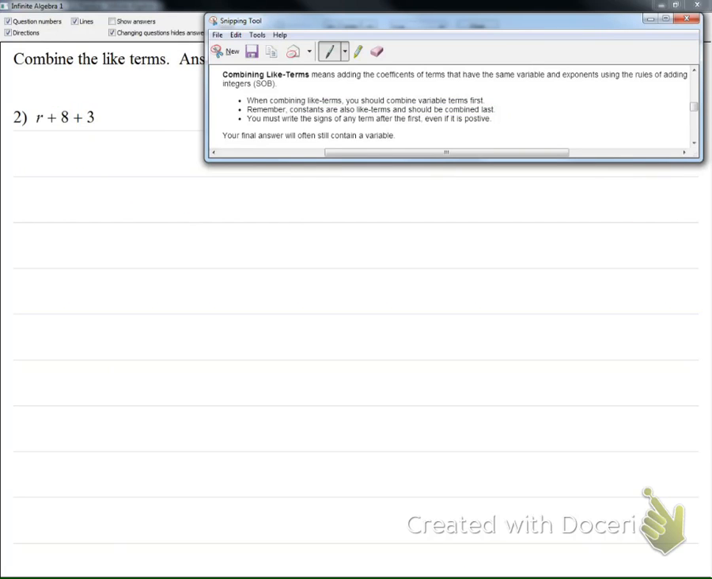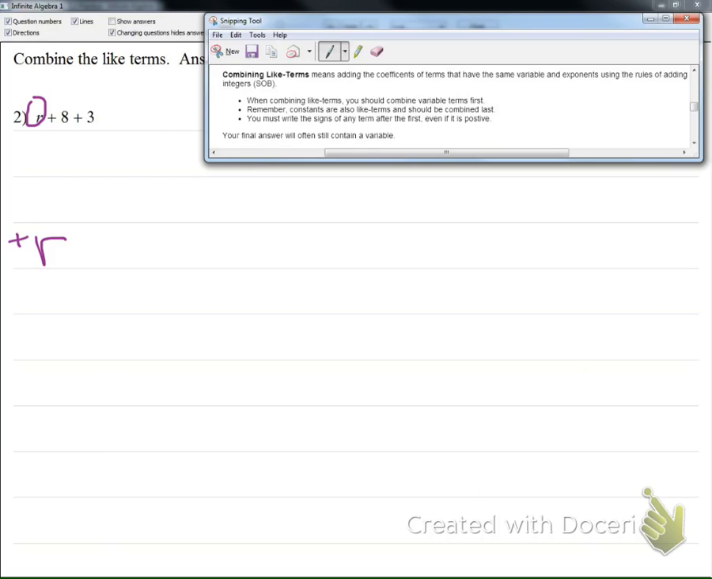So problem number 2. Remember, first we need to combine our variable terms. I only see one variable term. It's that positive r. So I'm going to write down r. The first term in an expression when you combine, if it's positive, you do not need to write the plus sign or the positive sign. But when you write any term after it, that you've combined, you do have to write the sign, regardless if it's positive or negative.